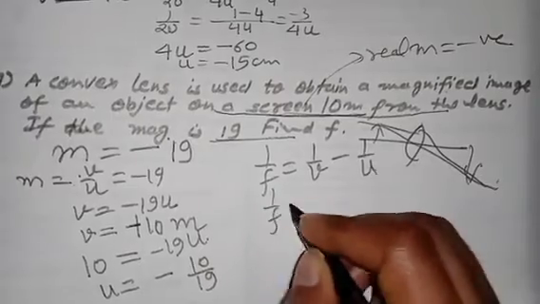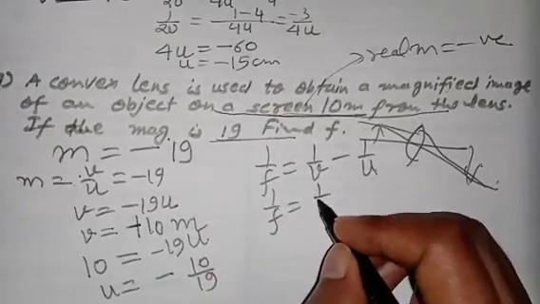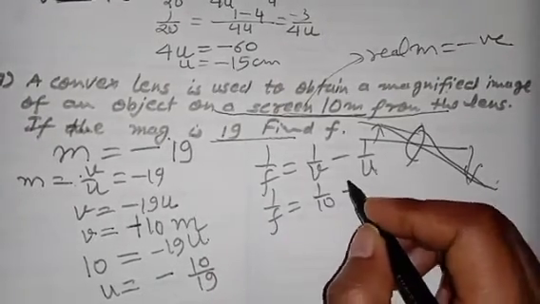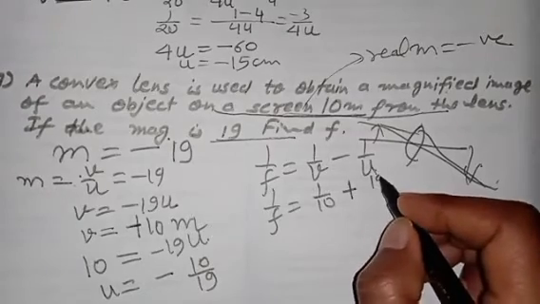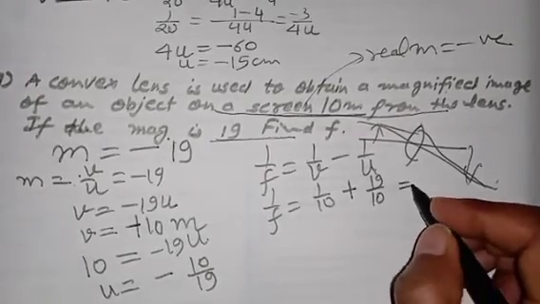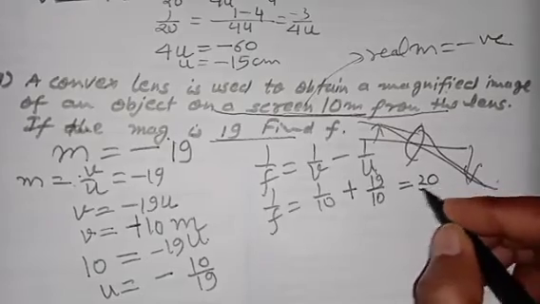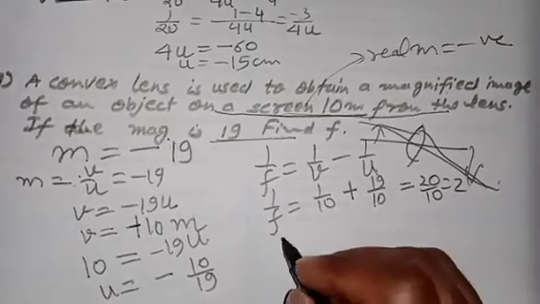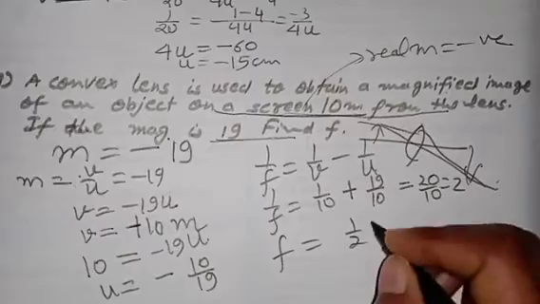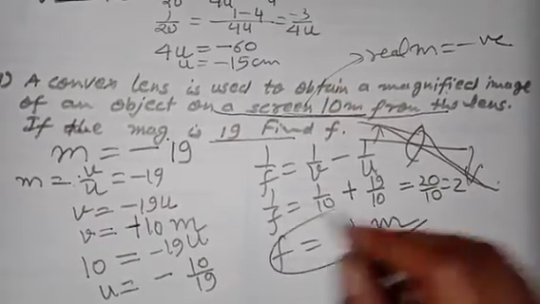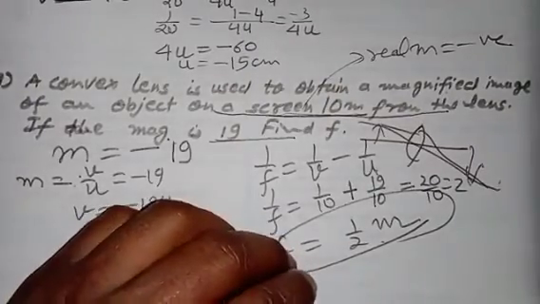1 upon f equal to 1 upon v, that is 1 upon 10, minus, and again minus, 1 upon u, that is 19 by 10. So it is 20 by 10, that is 2, so f equal to 1 upon 2 meter. That's all, or 0.5, whatever you like.